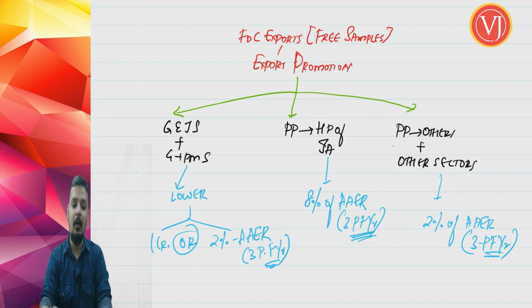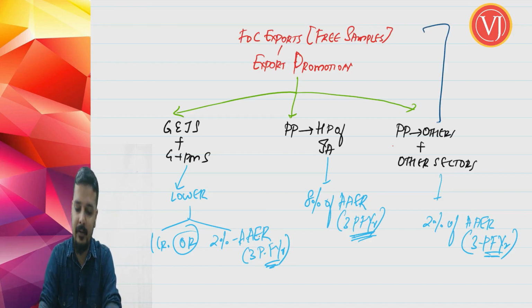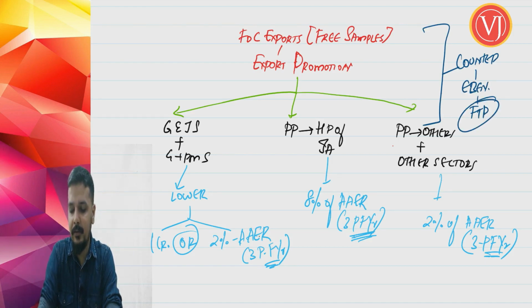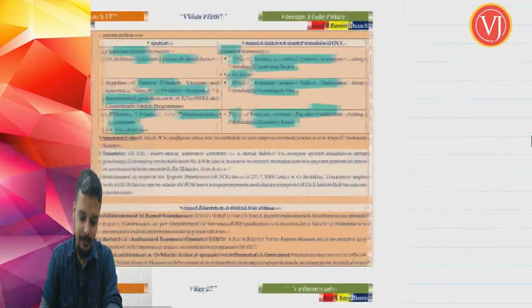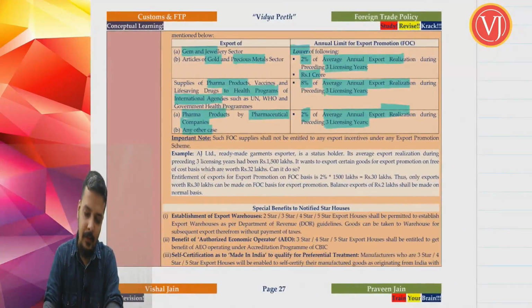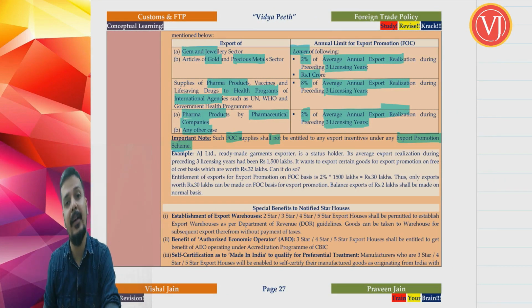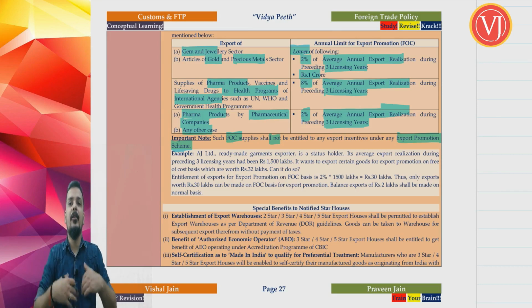These will be counted for your export benefits in your foreign trade policies, right? Now they will not be entitled to export promotion schemes. So they will not be counted in export promotion schemes, but for the other benefits in foreign trade policy, they will be counted. So don't think that normal exporters cannot give samples outside India. No, they can give, but they will not be counted for your export benefits in foreign trade policy.